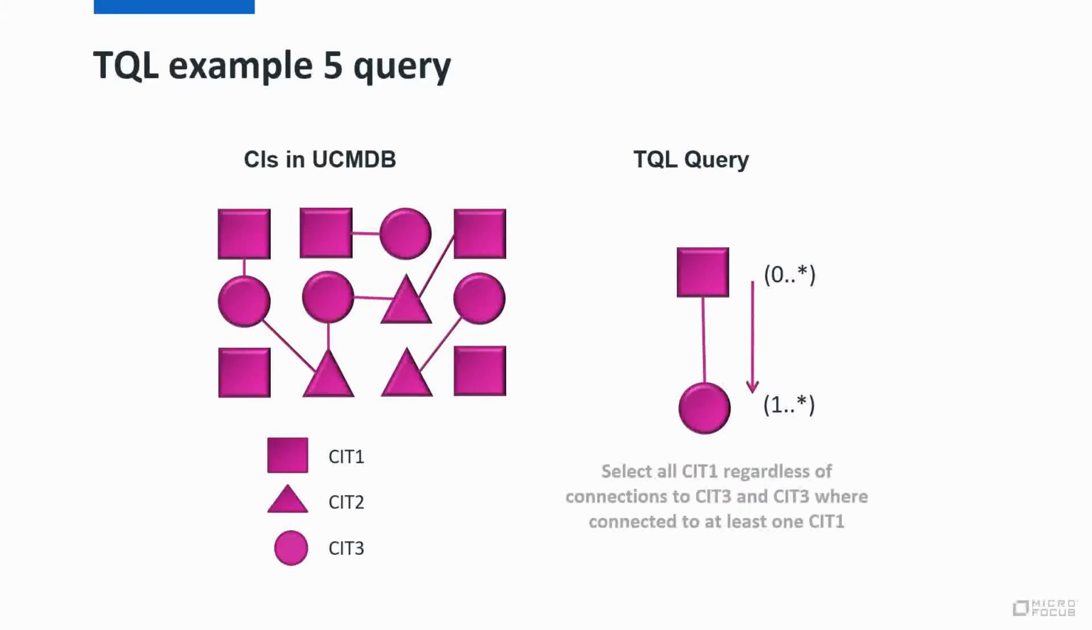Let's look at another one. And this is a little odd maybe. The 0 to many is a pretty special condition. So in this case, I want to see all of the squares with 0 or more links to a circle, but I'm only going to display the circles that have at least one connection to a square. Another way of thinking about that would be, let's say that I wanted to select all nodes from UCMDB where they are connected with an IP address, but even if it doesn't have an IP address, I still want to show the node.